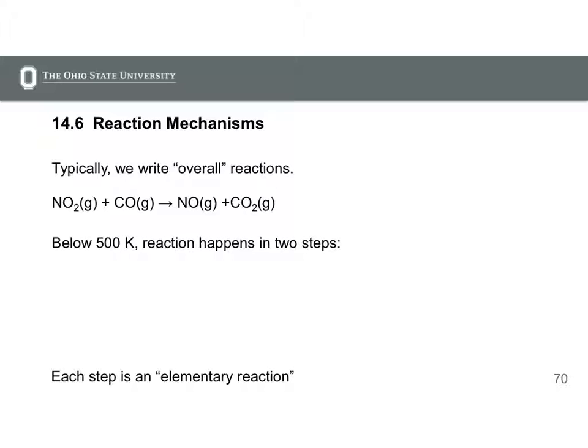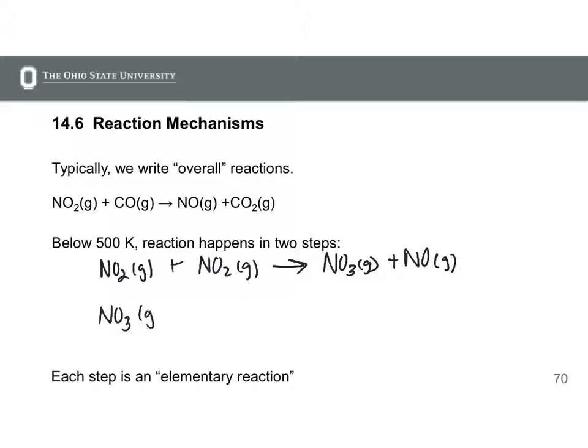A reasonable proposed mechanism below 500 Kelvin is that NO2 plus NO2 forms NO3 and NO. And then the NO3 goes on to react with CO to form NO2 and CO2. So this is a two-step reaction mechanism. Okay.